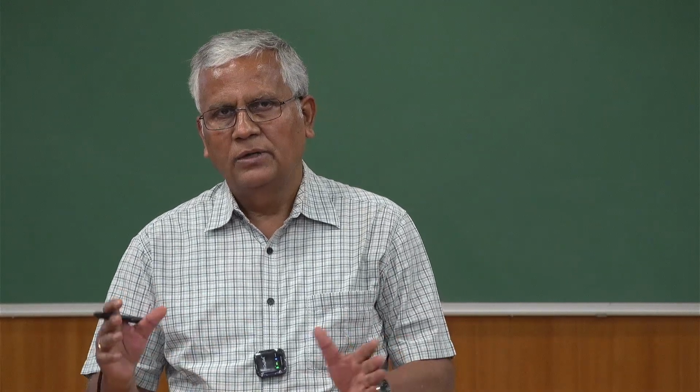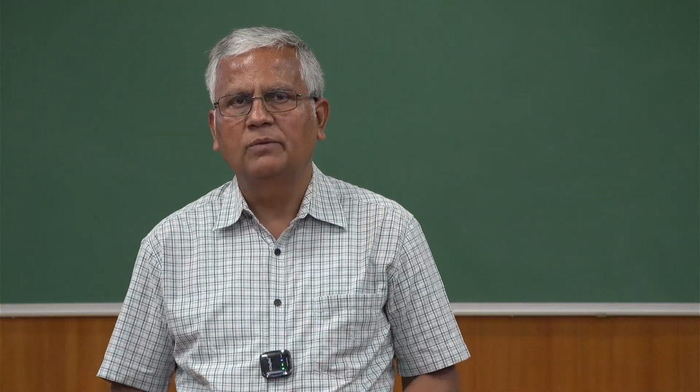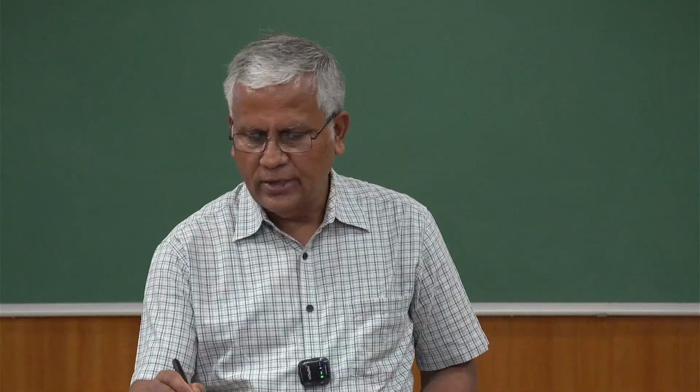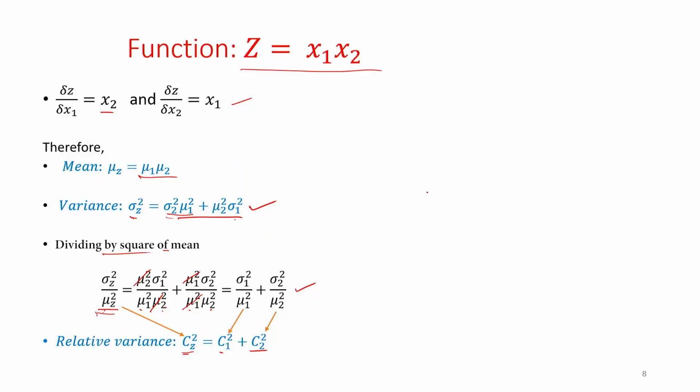That could be a situation where z could be x1 by x2. If I write z equal to x1 by x2, then also we can use the same formula. I can write it as x1 into x2 to the power minus 1. So again, it is a multiplication of two variables x1 and x2, where x2 has a power which is minus 1.